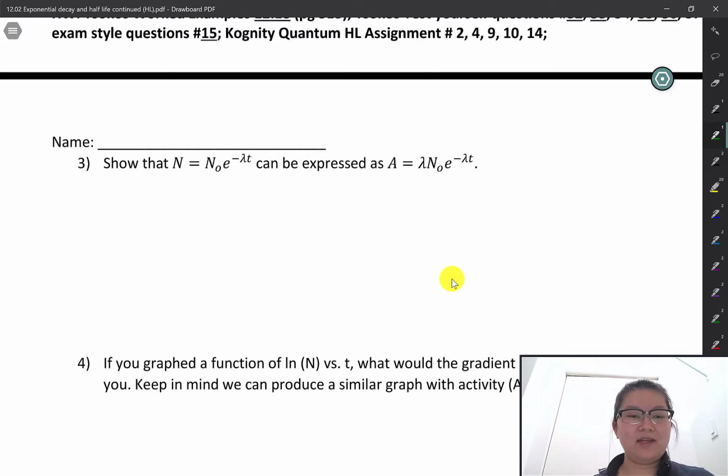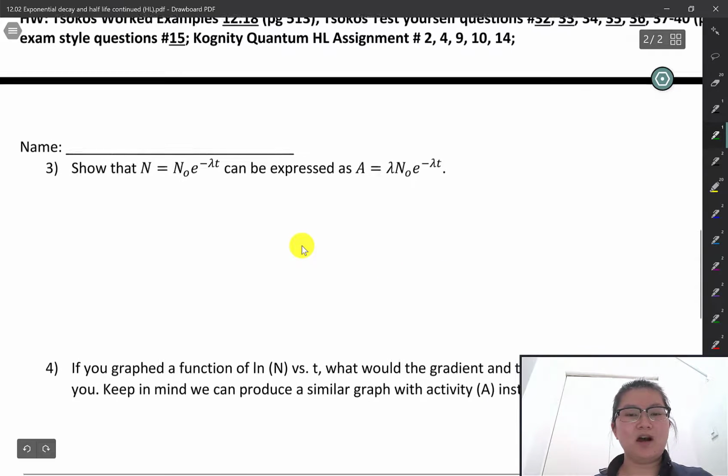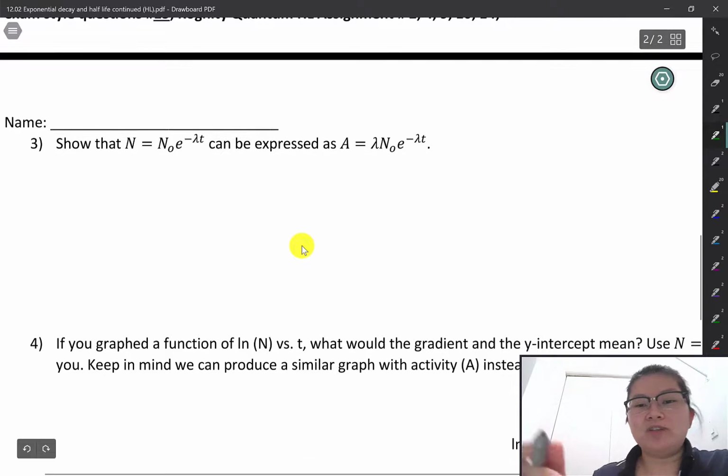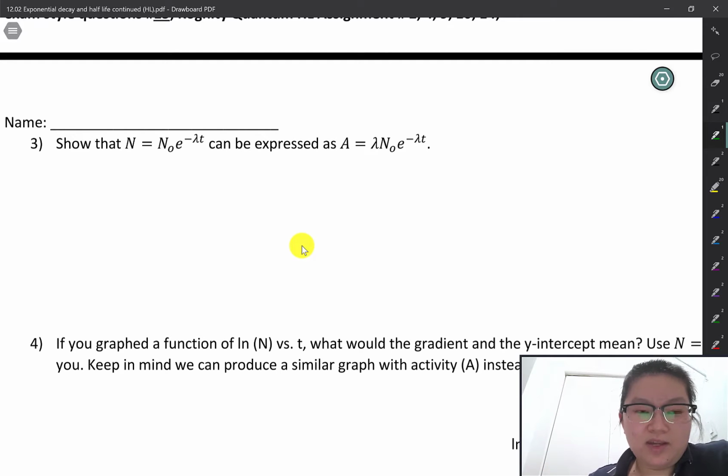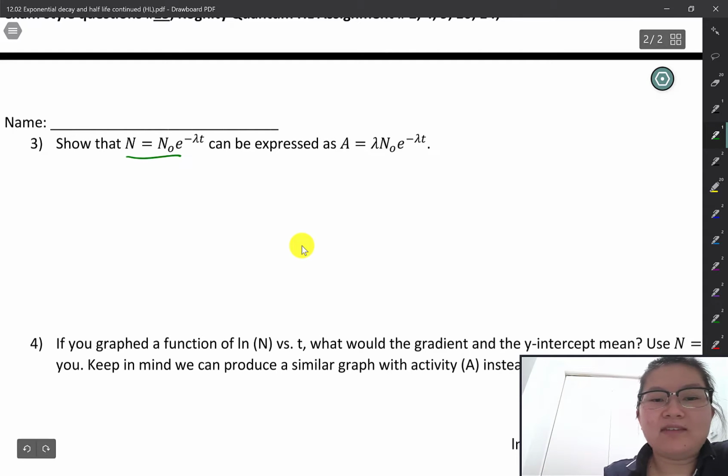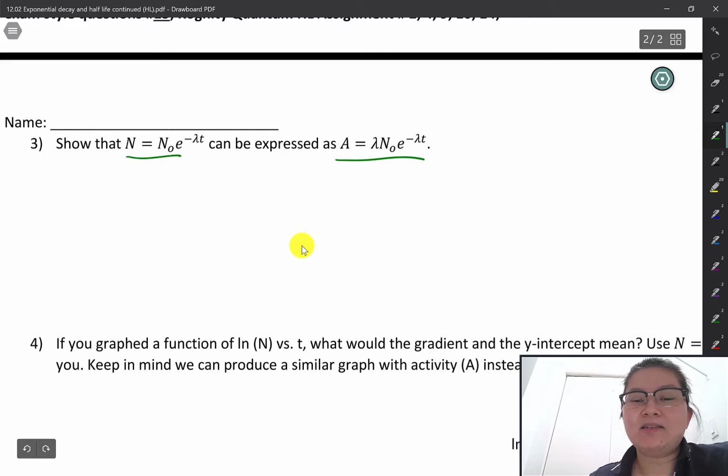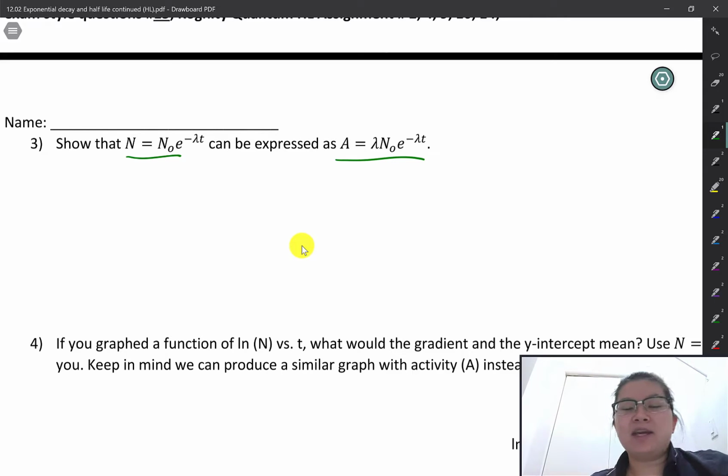Here we have example 3, which is not too troublesome, because what we need to do is just show that this can also be expressed in this other form using activity.